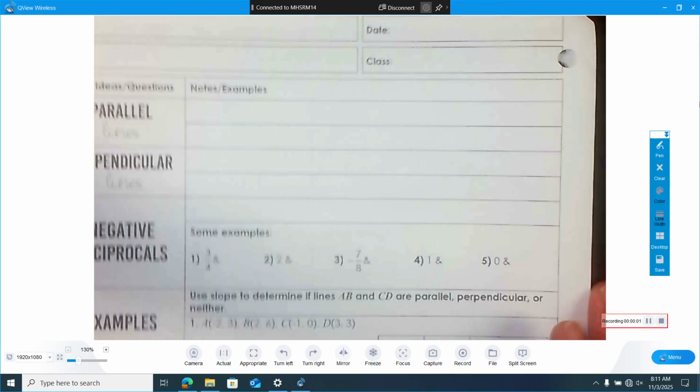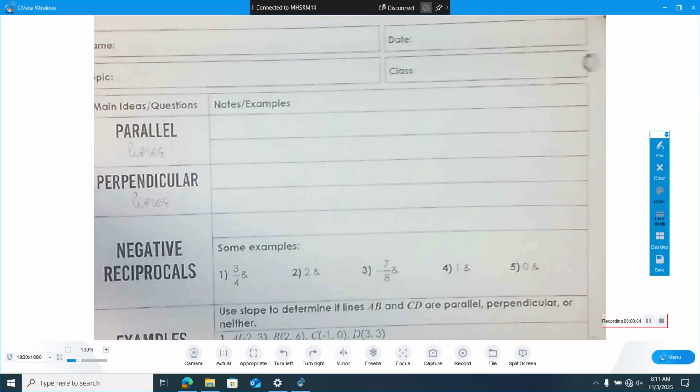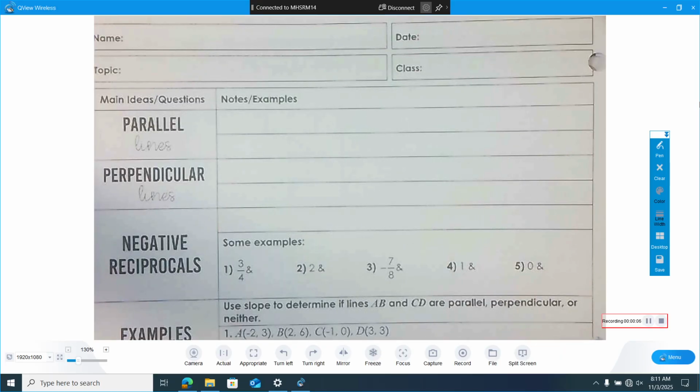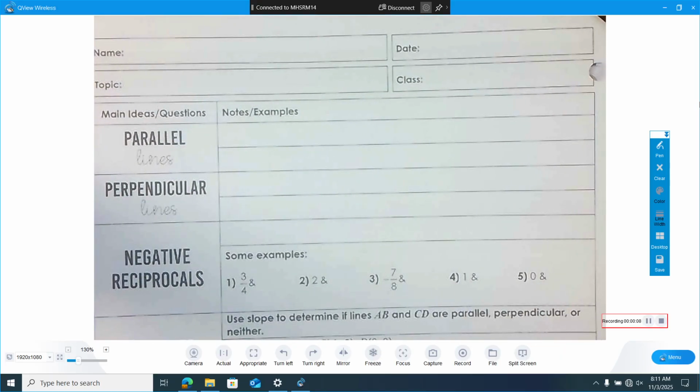Looking at parallel and perpendicular lines today, which is pretty nice. We had a nice little review of slope on Friday. That was like the super easiest day ever. You remember that? Okay.